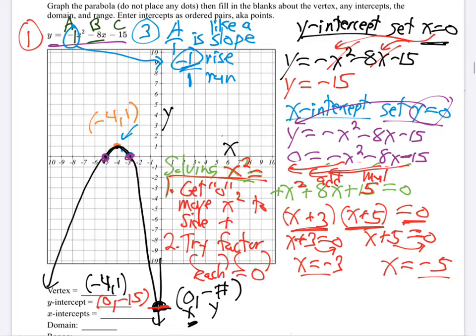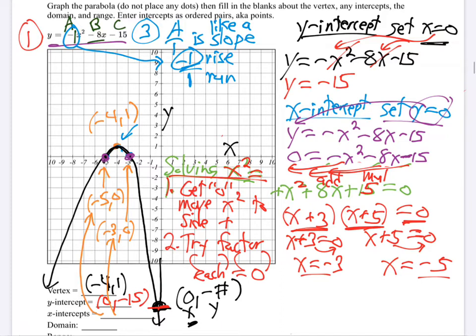There we go. There's the two X-intercepts. We can see them on the graph right there. That's the point -5, 0. And right there, that's the point -3, 0. So there's the X-intercepts right there. I'll just draw arrows up to them.